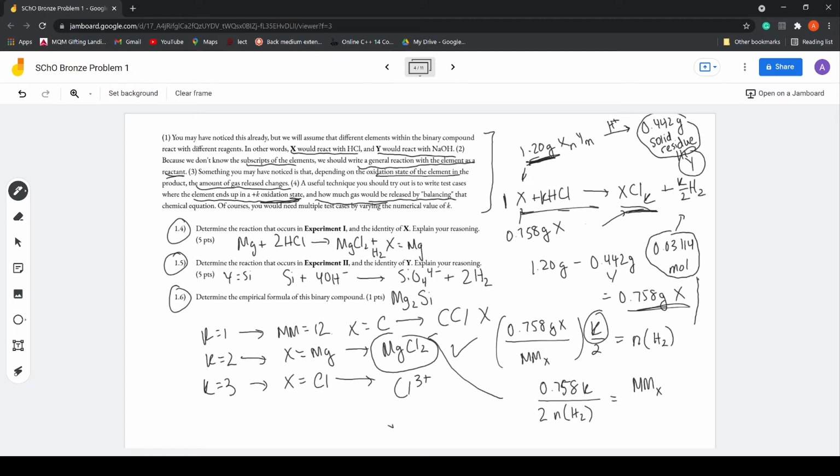So you can see here we looked, okay, k equals 1, what does this imply? K equals 2, what does that imply? K equals 3, what does that imply? And then we found an entire list and then said what is most reasonable, right? This is the way you want to be thinking generally with stoichiometry problems.